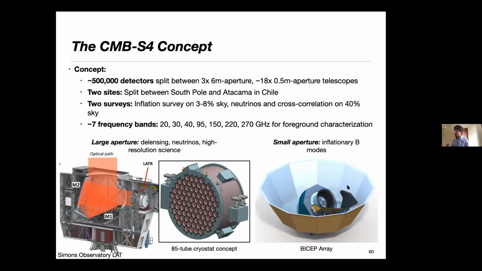And then we'll have many of these smaller, more Galileo-style refracting telescopes also located at the South Pole. And the idea here is just to keep making progress. We need to have more and more detectors with more and more telescopes in order to improve our sensitivity, lower the noise of these measurements.